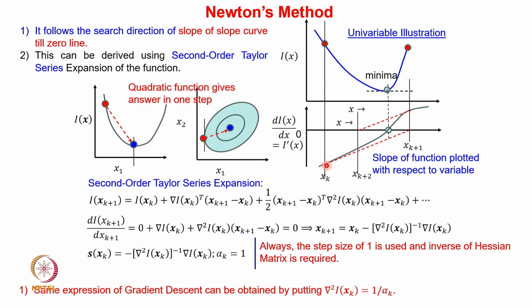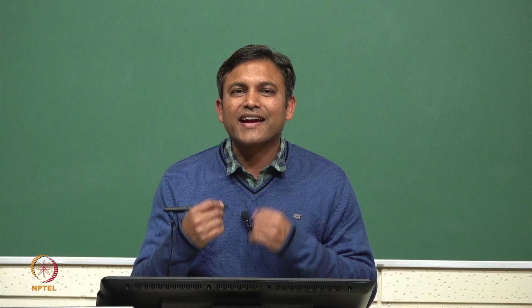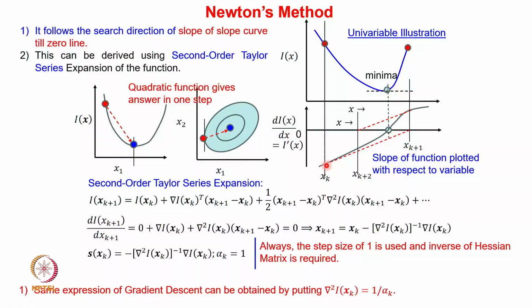Now let's move to another method, which is Newton's method. In Newton's method we use a second order derivative, so a second order Taylor series expansion we use. If you look at it, it follows the direction of the slope of the slope curve till the zero line. I will explain what I am saying here. This can be derived using a second order Taylor series expansion of the function, isn't it? So a typical function, how the function varies with respect to x for a minimization problem, is shown here. You can see that for a minimization problem the function is going to decrease and then it is going to increase, and this is the point at which I get the minimum, isn't it?